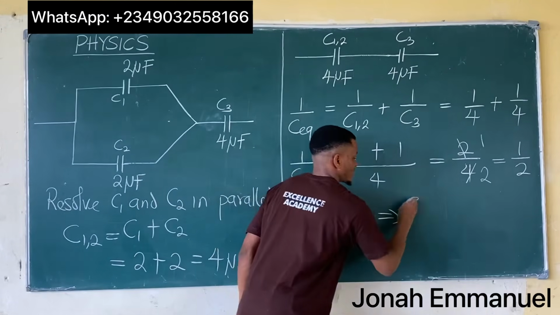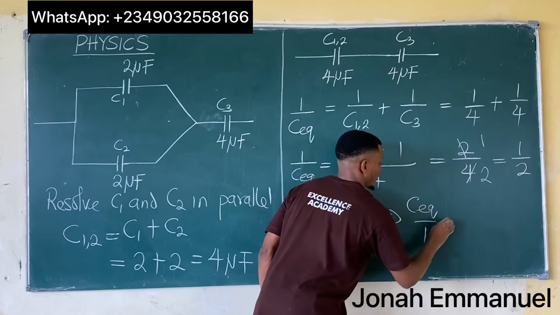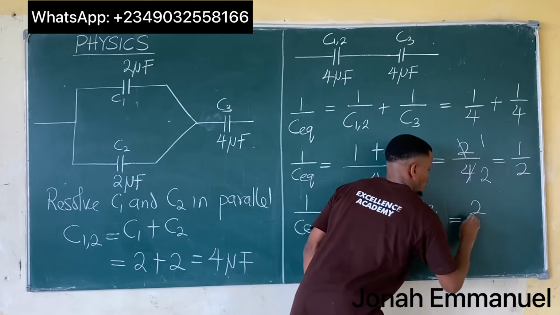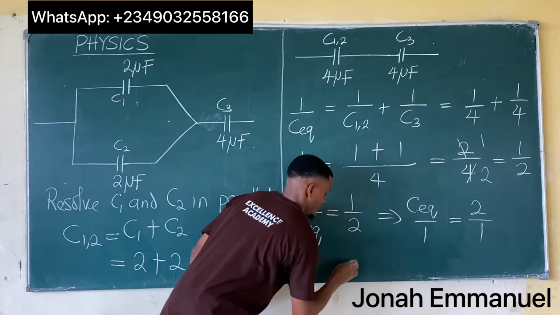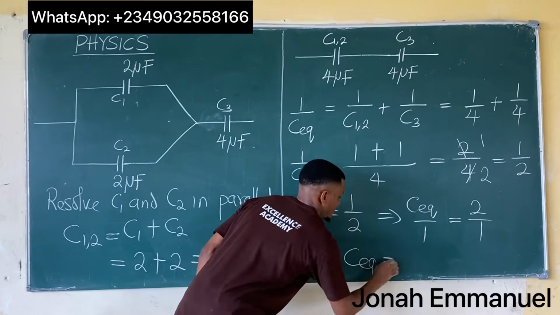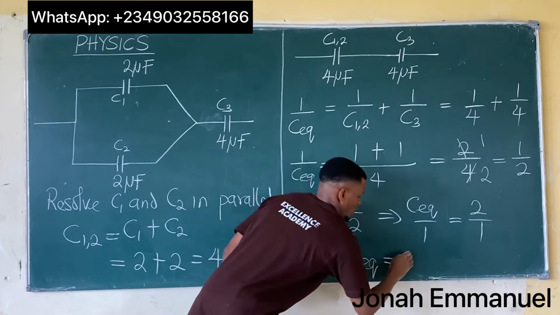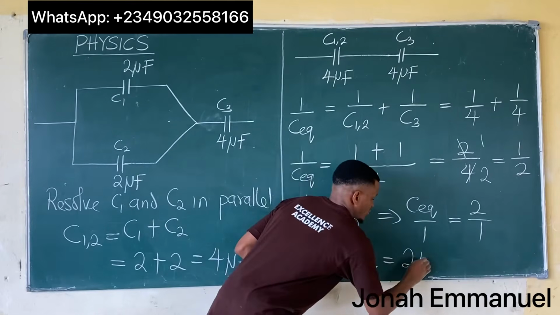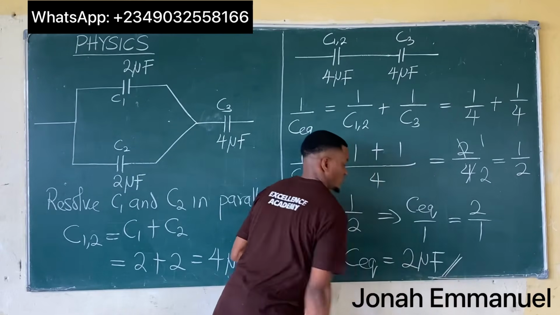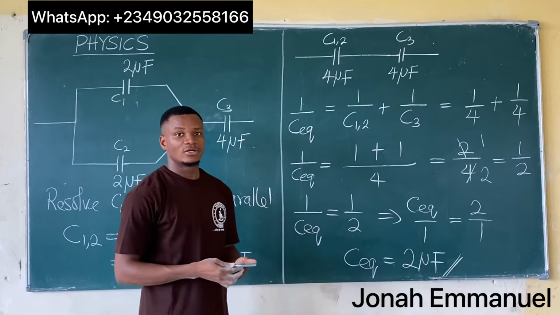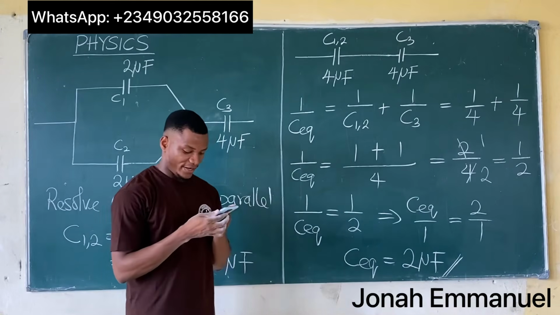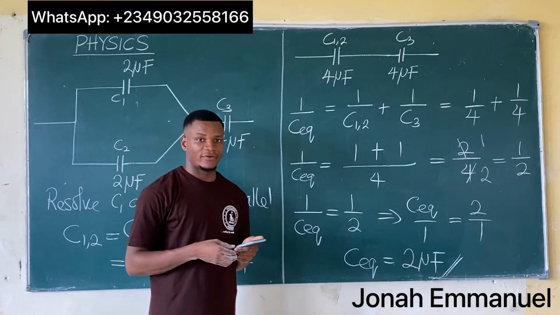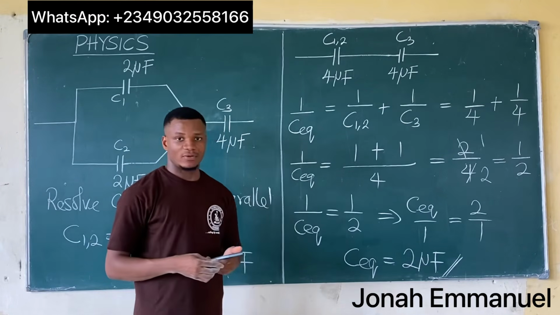That means 1 over CEQ is equal to, invert these, 2 over 1. Hence, the equivalent capacitance or the net capacitance is equal to 2. My unit remains microfarad. So my answer is 2 microfarad, and that's option D, 2.0 microfarad. So that's how you solve this question.